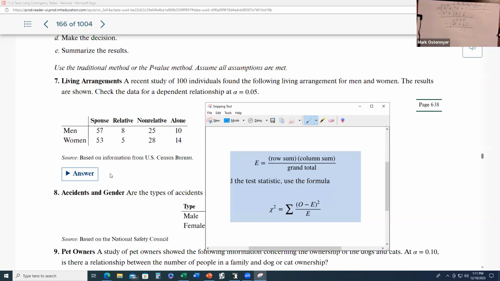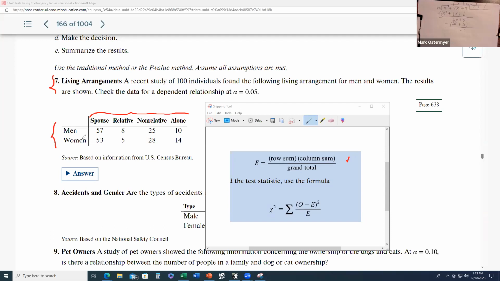So we're trying to test, ladies and gentlemen, two categorical variables for dependence versus independence here. One categorical variable is gender. The other categorical variable is who do you live with? Spouse, relative, non-relative, or alone. We're going to test to see if these two variables are dependent or independent of one another. So in other words, is there an independence or dependence as to who we live with and our gender? We're going to test that, chi-square test of independence. I want you to do this test two different ways. The critical value method, where you have to compute these expected frequencies here.